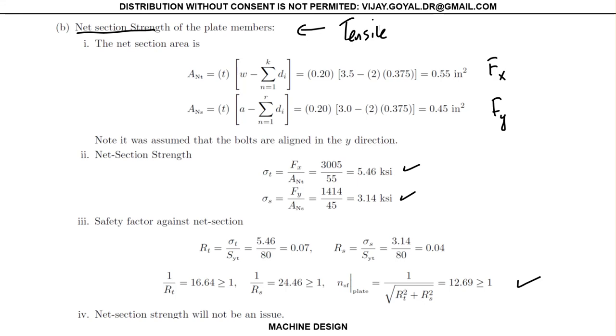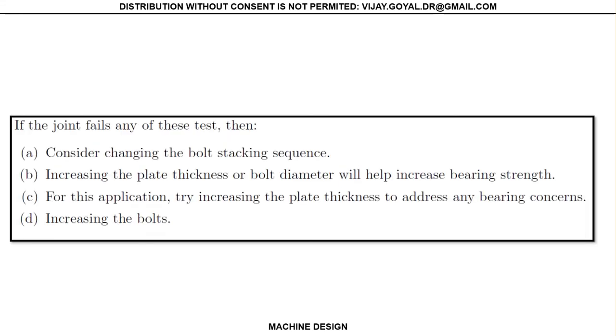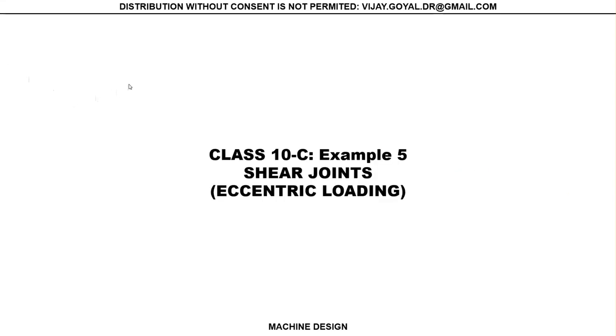What would you do in the case that this is not safe? If the joint fails, consider changing the bolt sequence. Maybe the sequence will help. Consider changing the plate thickness or the bolt diameter. That might help you as well. Increasing the thickness of the plate may address any bearing concerns. Increasing the bolt thickness is going to help you for the bolt strength. Okay, so this completes example number 5.